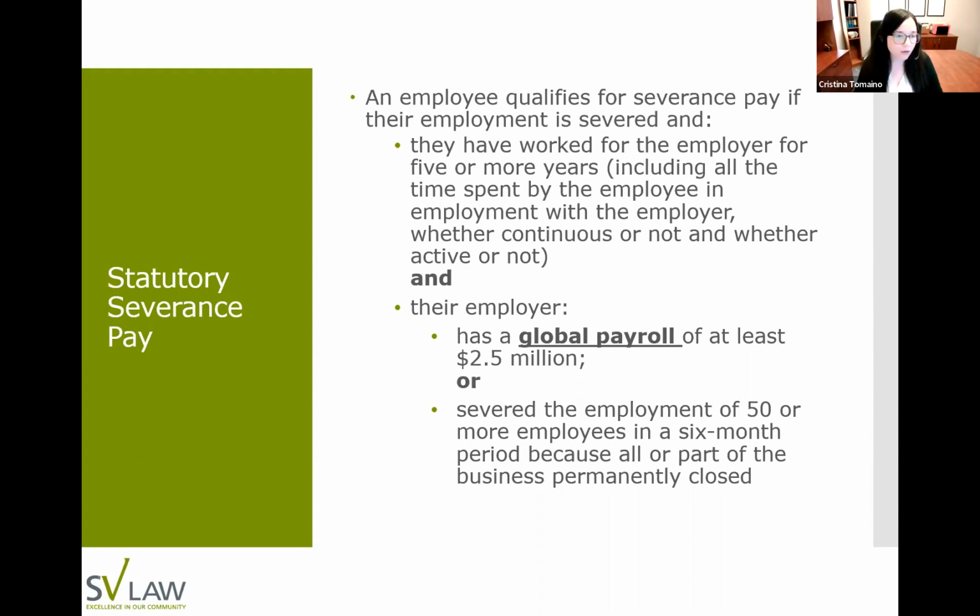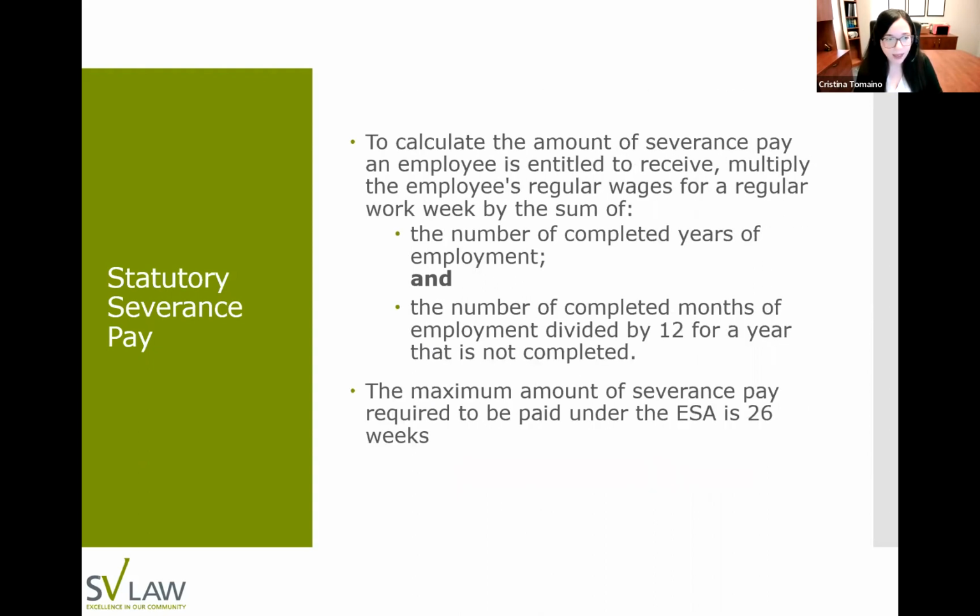Because when you are formulating, say, your employment contracts, you will need to reference that there may be an entitlement to statutory severance pay. And we discussed that to some extent in our last learning lab. Now, to calculate the amount of severance pay, it's the number of completed years of employment and the number of completed months divided by 12. So the maximum is 26 weeks, and that's in addition to any ESA termination pay or notice of termination that may be owing.